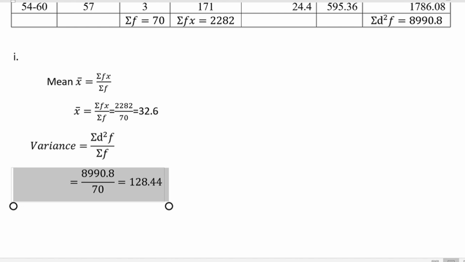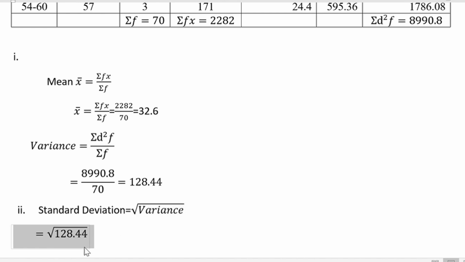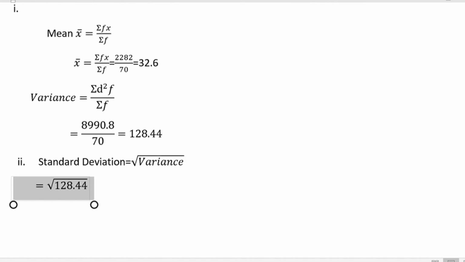The second one wanted us to get standard deviation. Standard deviation is normally found by taking the square root of the variance, which we have already calculated here and found to be 128.44. So standard deviation will be equal to the square root of 128.44. Using either a calculator or whichever method, you will realize that the square root of 128.44 is 11.33, and that is our standard deviation.